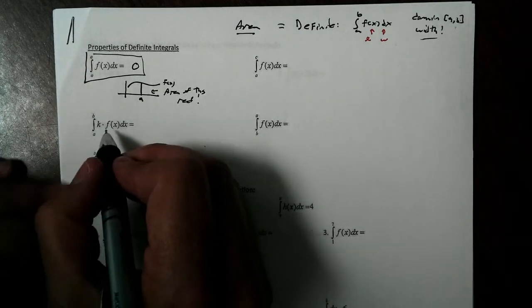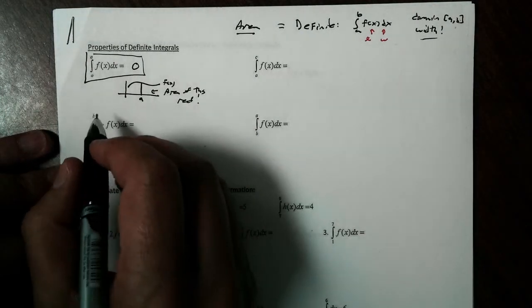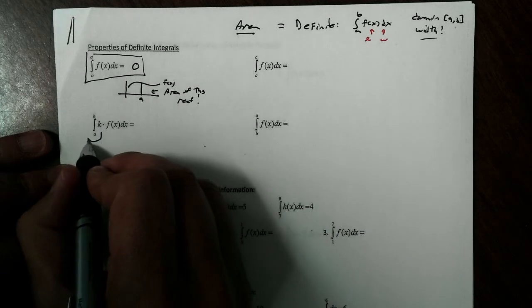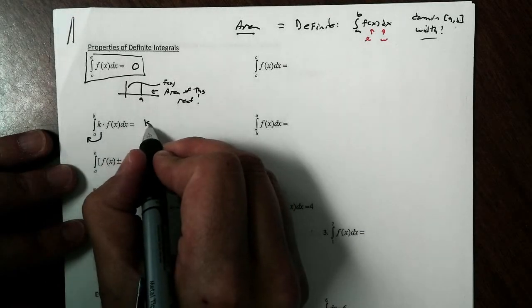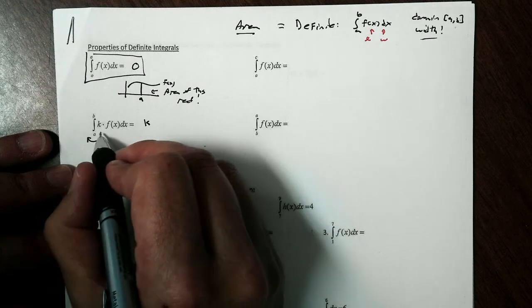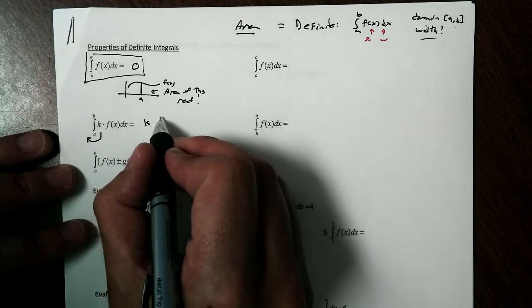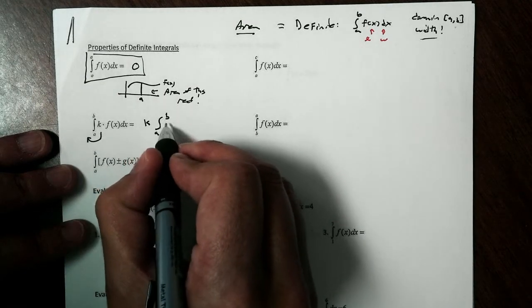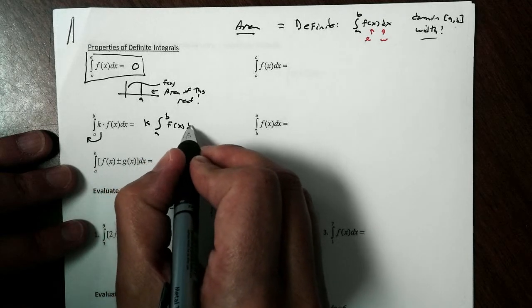We have some other rules. We've mentioned this one before. This is the constant rule. I can just factor out the constant. When we did the antiderivatives with u substitution, we always talked about taking that constant out. So I can even multiply by that constant. We get the integral from a to b of f of x dx.